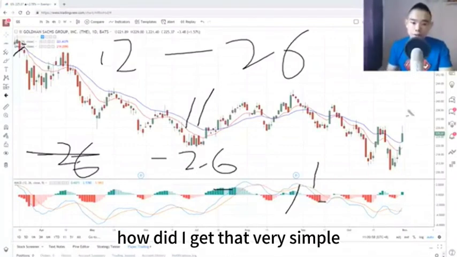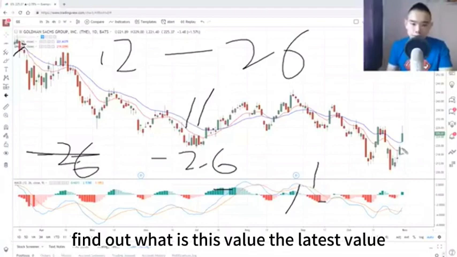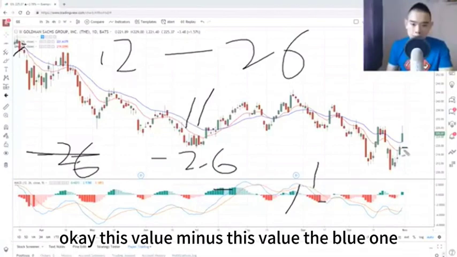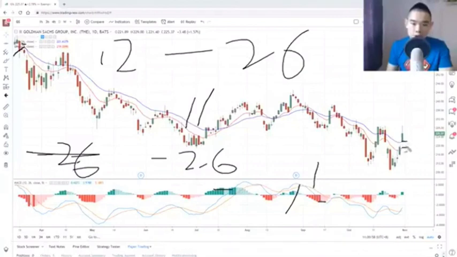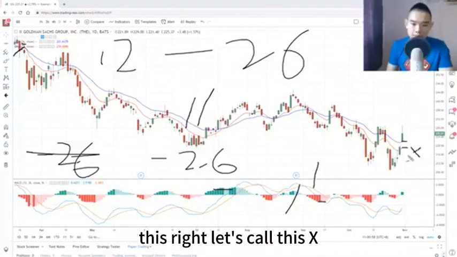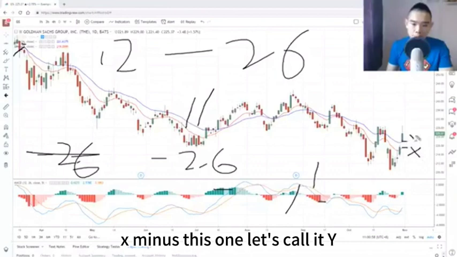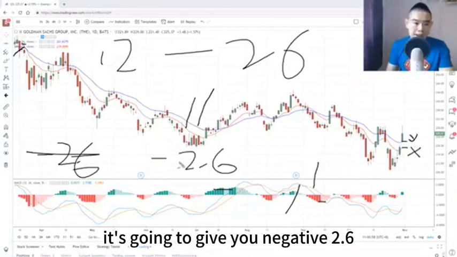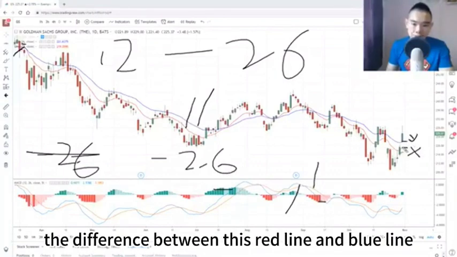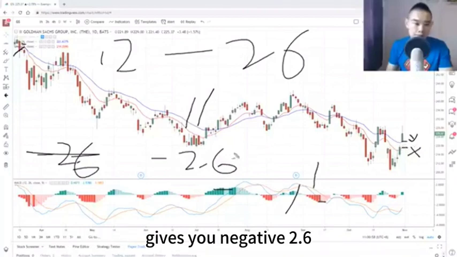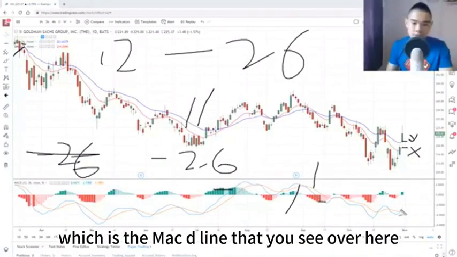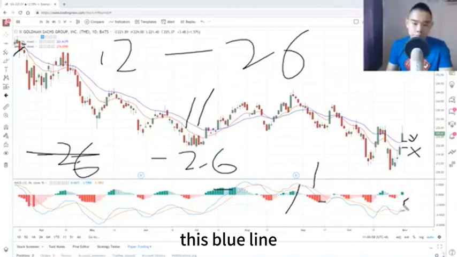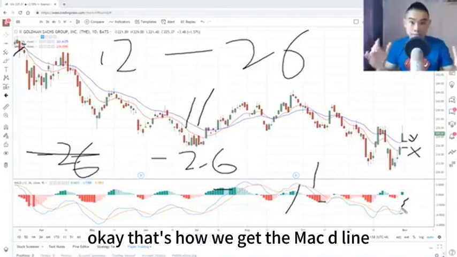How did I get that? Very simple. If you just take the red line over here, find out the latest value, this value minus this value, the blue one, the latest value. Let's call this X, X minus this one, let's call it Y. It's going to give you negative 2.6. Basically, the difference between this red line and blue line gives you negative 2.6, which is the MACD line that you see over here, this blue line. That's how we get the MACD line.